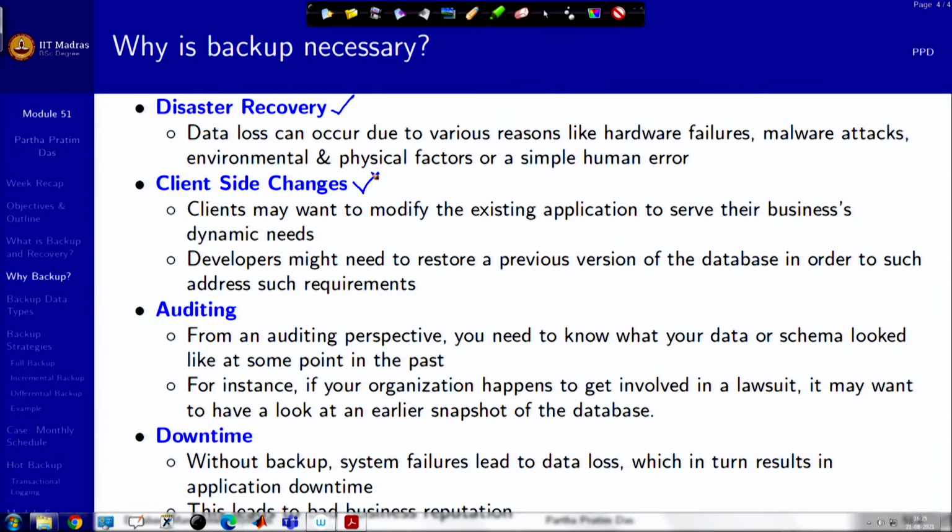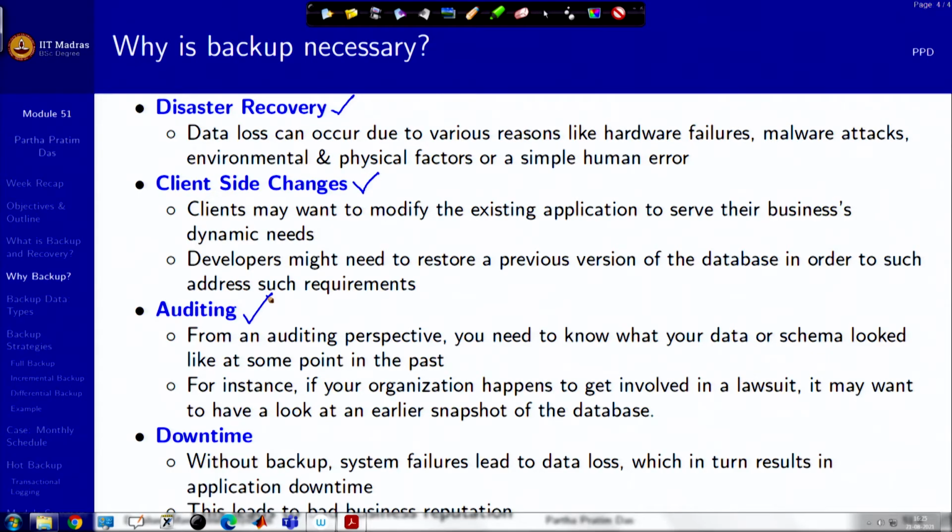time. So, the developers might need to restore a previous version of the database before these changes in order to address such requirements or keep consistency or make sure that you can guarantee that your changes have not regressed in terms of what you used to do correctly and so on. Auditing becomes another important factor.